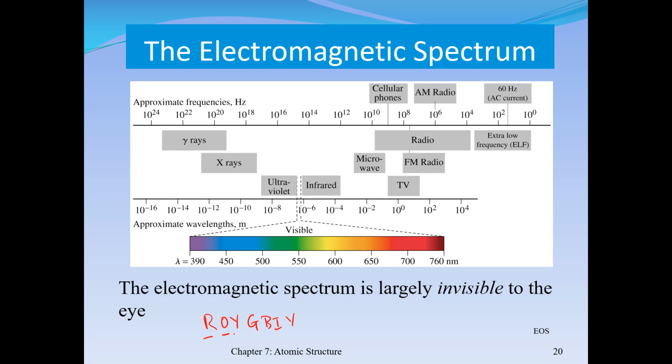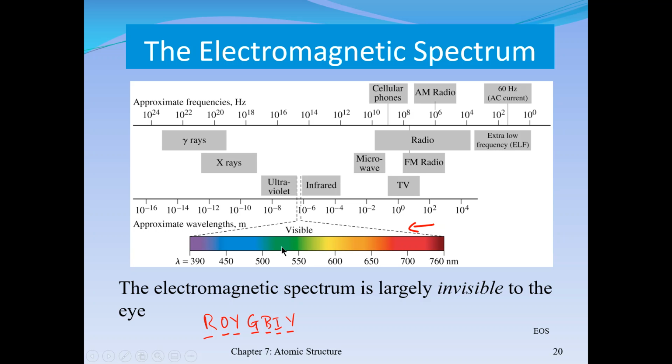Red, orange, yellow, green, blue, indigo, and violet. And this is in order of increasing frequencies. So we're talking about going the other direction, all right? So this is basically the visible part of the electromagnetic spectrum, as I said before.